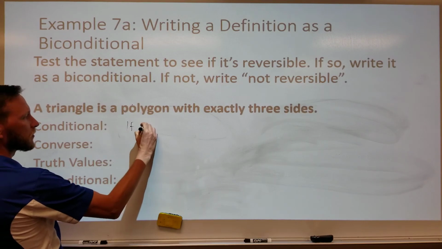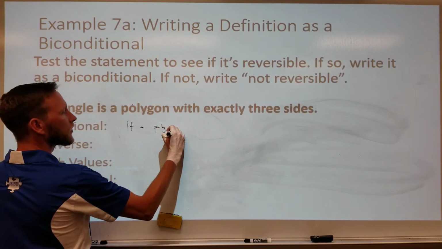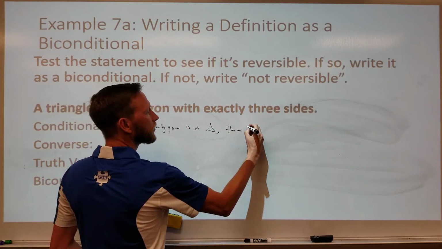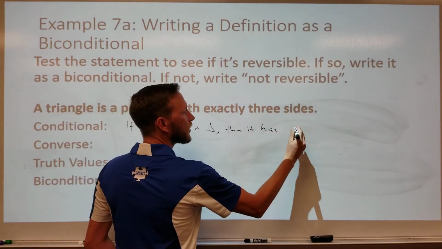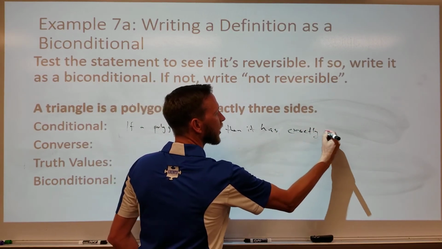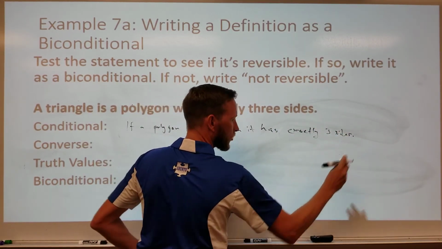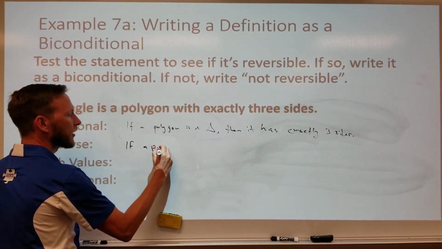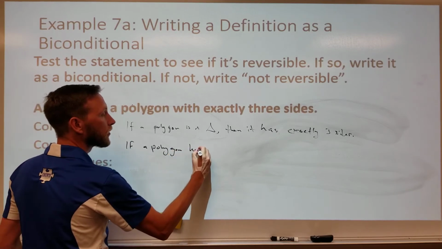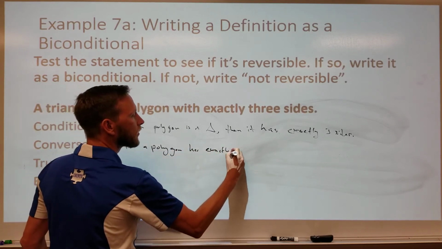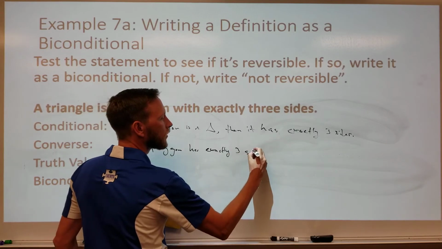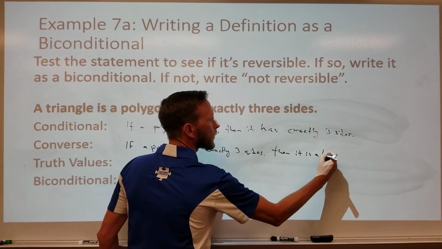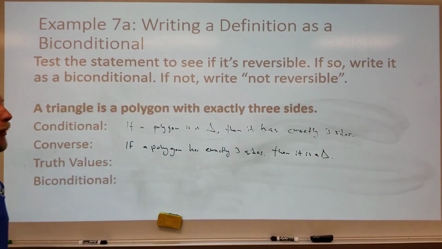If a polygon is a triangle, then it has exactly 3 sides. Not just 3 sides, exactly 3 sides. This marker's fading, so I'm going to set this one down. The converse: if a polygon has exactly 3 sides, then it is a triangle. All right? Now, both of those statements are true.